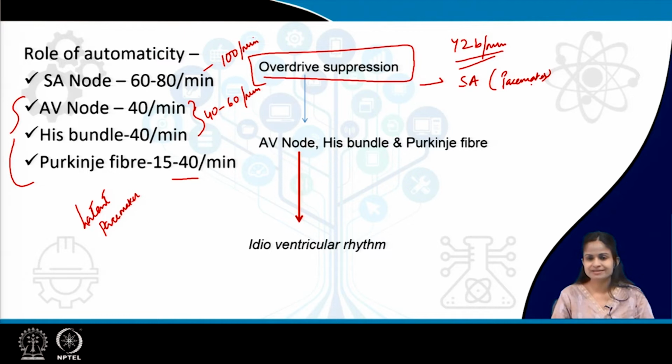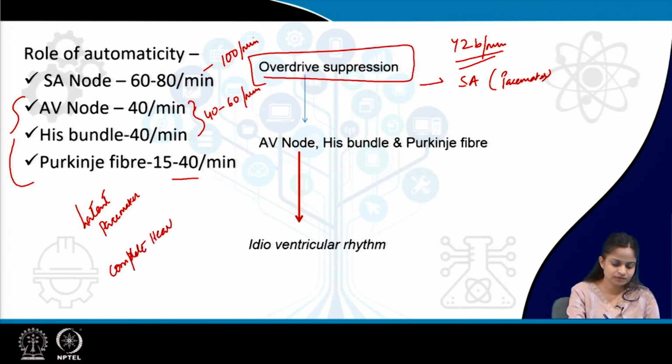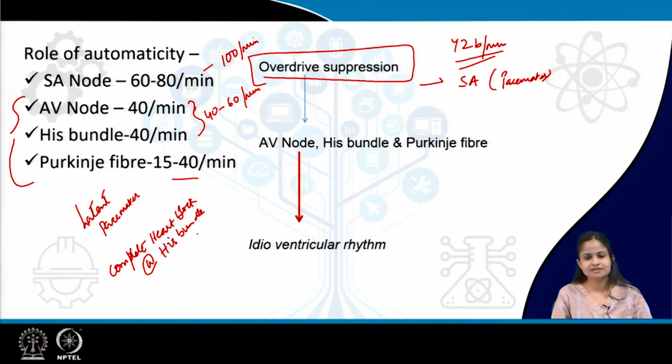But suppose there is a complete heart block at the level of the His bundle. What will happen? The impulses are not getting transferred from the SA node to the AV node. So, what will happen to the ventricles in this person? The ventricles will take their own rhythm. That means the ventricles will generate their own rhythm, which is nothing but that of the Purkinje fibers, that is 15 to 40 beats per minute.